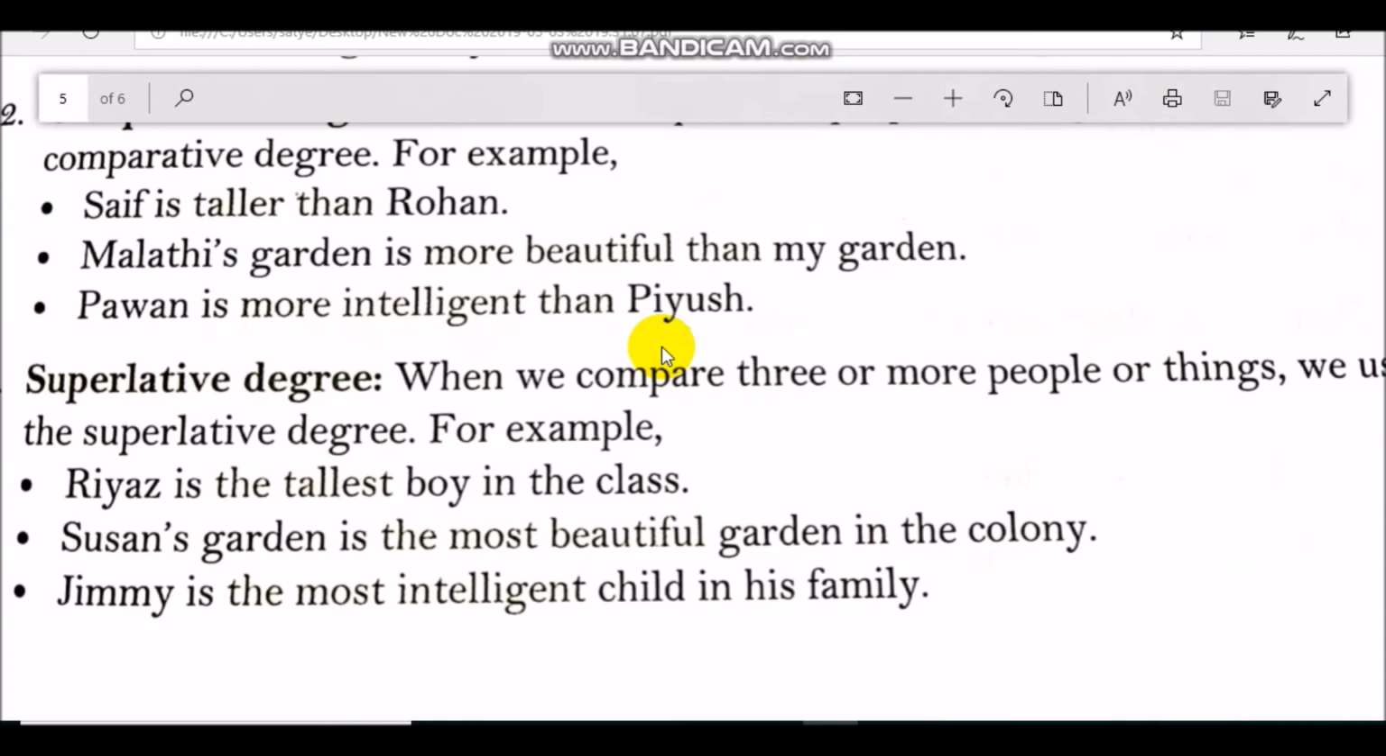अब हमने first में कहा that Rohan is a taller boy. Second में कहा Saif is taller than Rohan. But हमने last में कह दिया that Riaz is the tallest boy of all. Now, Sushant's garden is the most beautiful garden in the colony. So at last we declare the one thing. So these are the comparative degrees. We do comparison in adjectives.